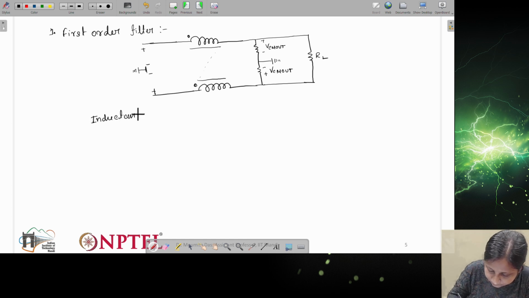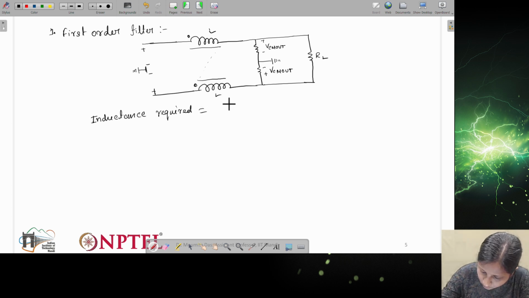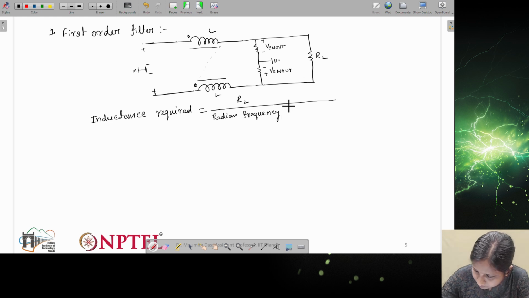Inductance required is equal to the load in ohms, which is RL, divided by the radian frequency at which the signal is attenuated.